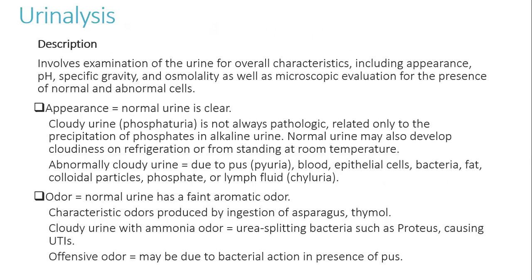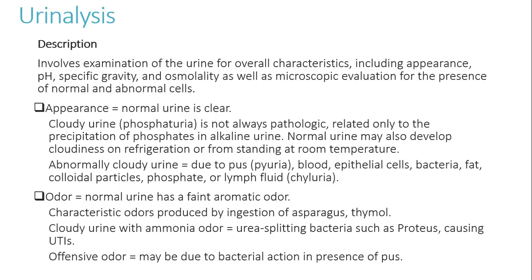Next one is urinalysis. It involves the examination of urine for overall characteristics, including appearance, pH, specific gravity, and osmolarity, as well as microscopic evaluation for the presence of normal and abnormal cells. For the normal condition, the appearance of normal urine is clear. And if the urine appears cloudy, it may not always be pathologic, but it can be related to some conditions as well, like precipitation of phosphate in alkaline urine.